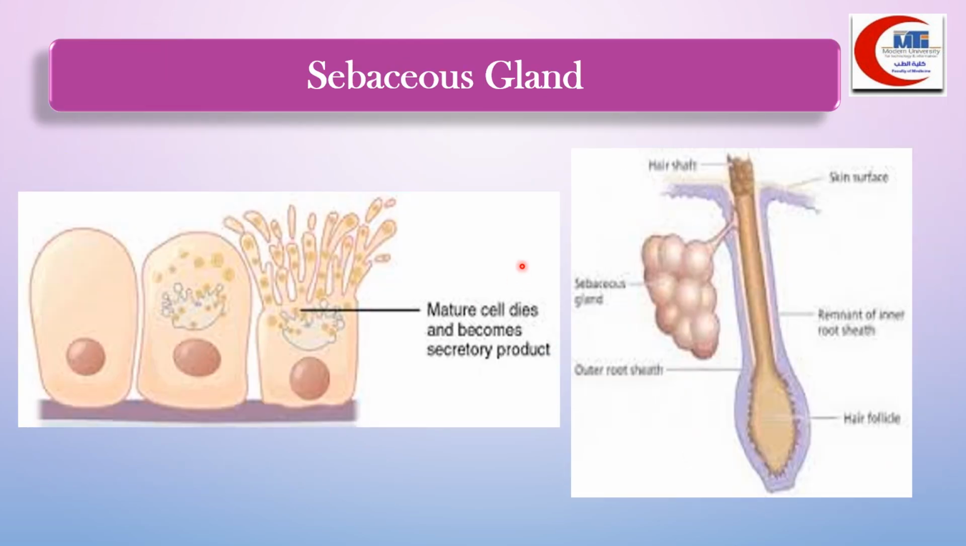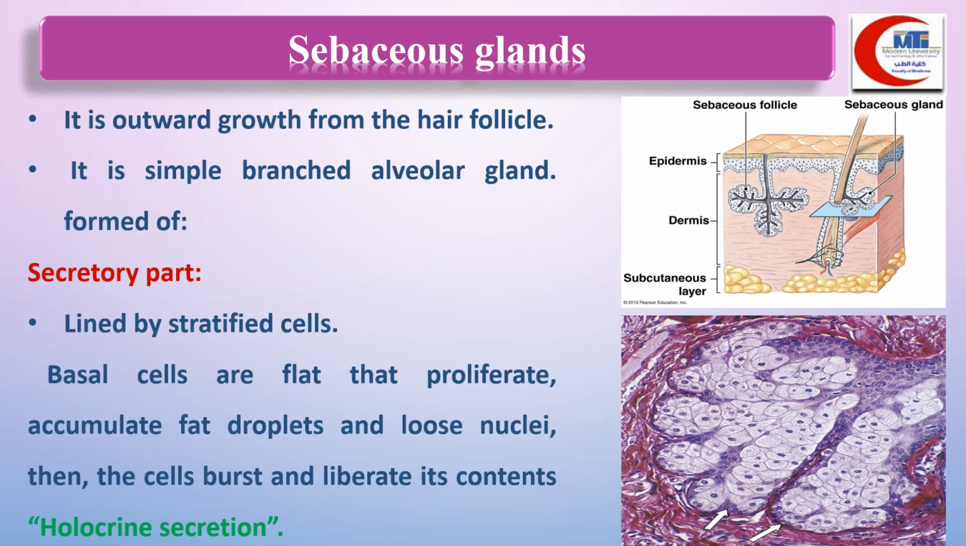We mentioned before that the pilosebaceous unit includes the hair and the hair follicle, sebaceous gland, and the erector pili muscle. So let's know the structure of these sebaceous glands. The sebaceous glands are developed as an outgrowth from the hair follicle, as we see here. It is a simple branched alveolar gland formed of a secretory part and an excretory part or ducts.